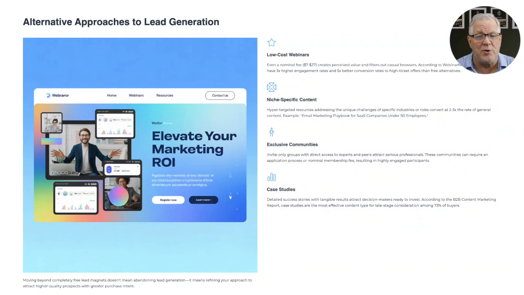Alternative approaches to lead generation. Moving beyond completely free lead magnets doesn't mean abandoning lead generation. It means refining your approach to attract higher quality prospects with greater purchase intent. Let me share 4 powerful alternatives.